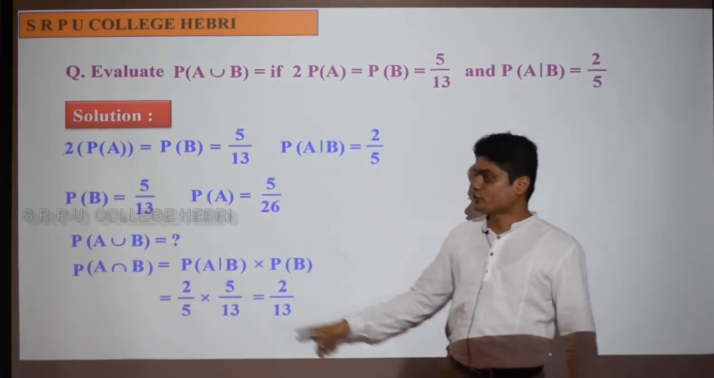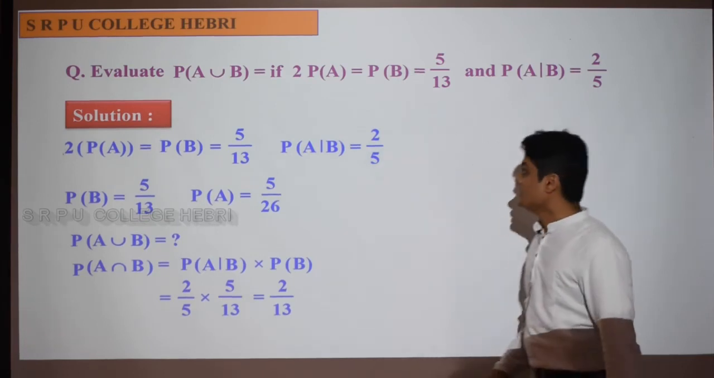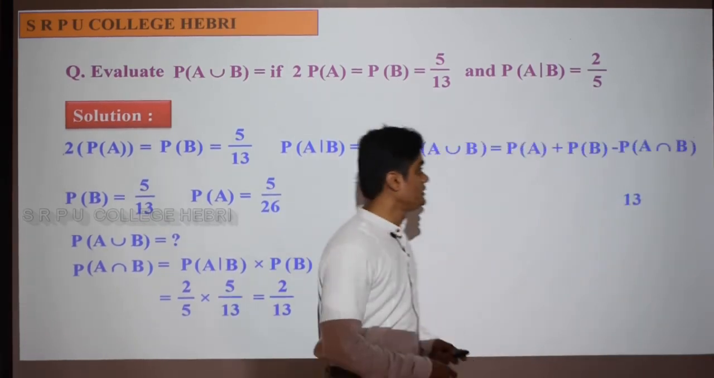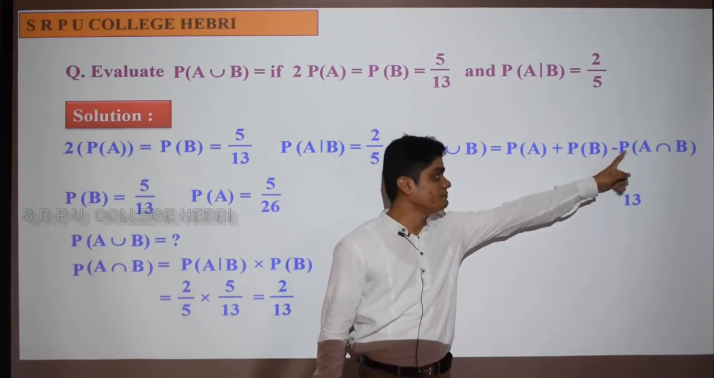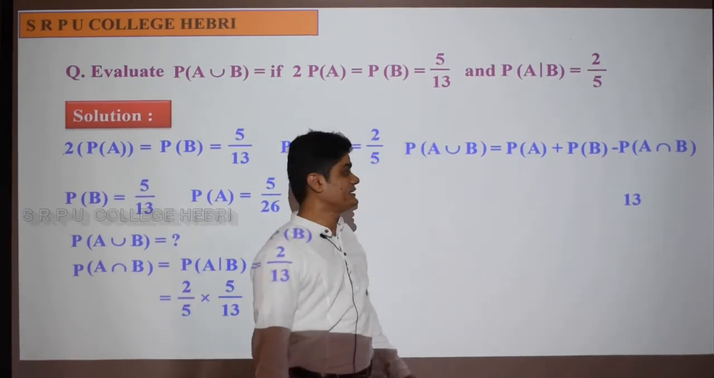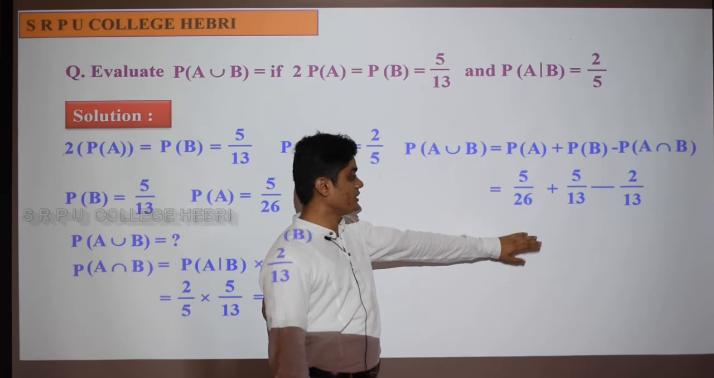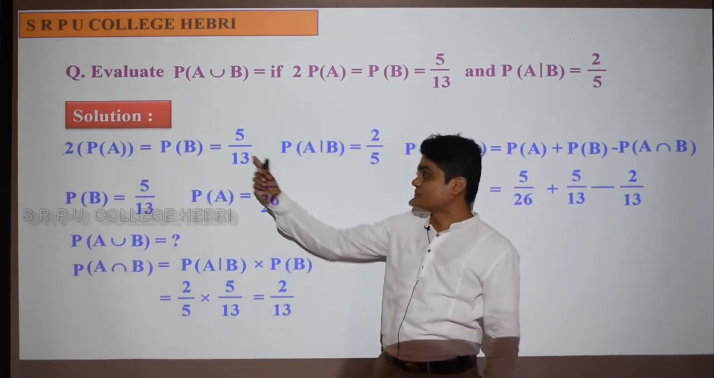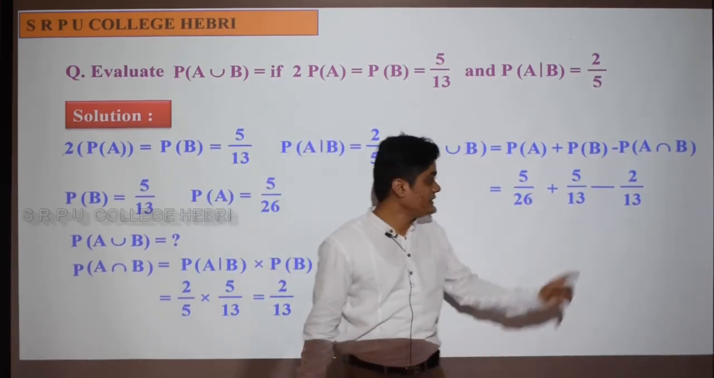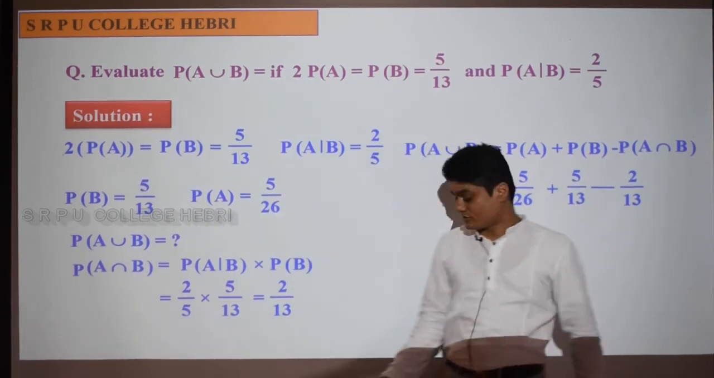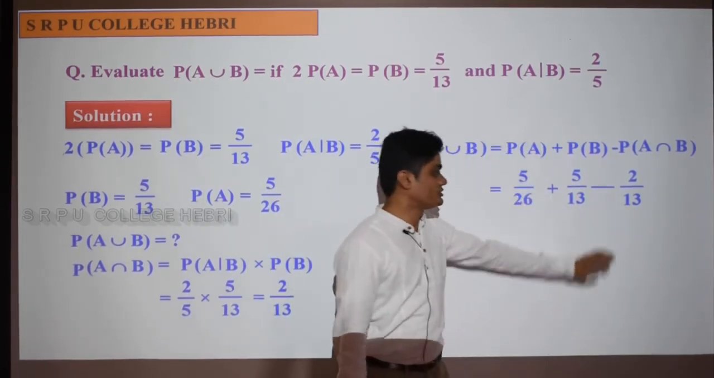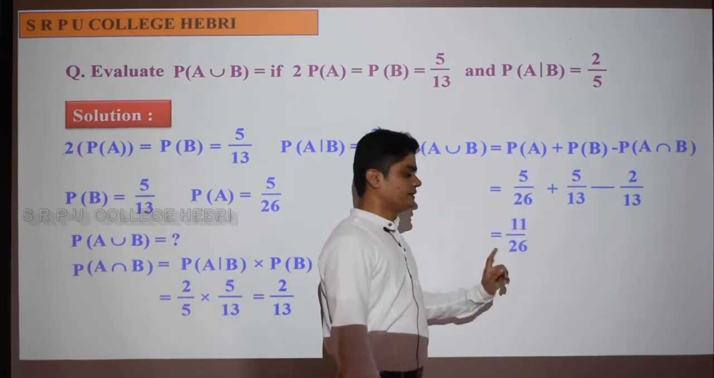Now I will show you how to get probability of A union B. What is the probability of A union B formula? Probability of A union B is probability of A plus probability of B minus probability of A intersection B. Substitute. Probability of A is known. Where is the probability of A? Yes, 5 by 26. Probability of B is 5 by 13. Probability of A intersection B, we just got it, substitute and simplify, you'll get 11 by 26.